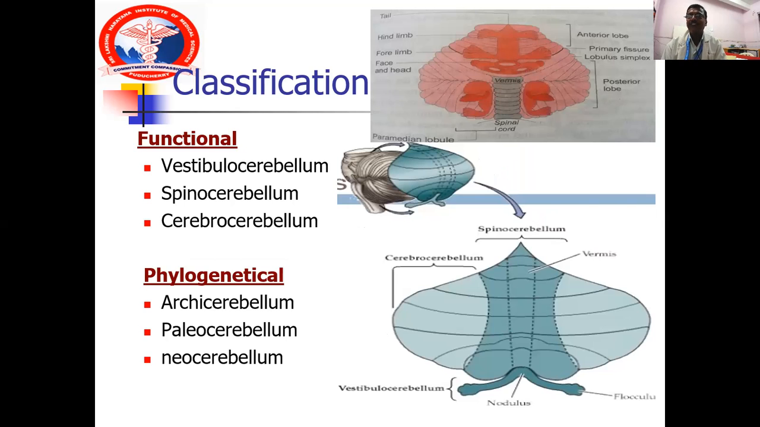They are known as vestibulocerebellum, spinocerebellum, and cerebrocerebellum. And phylogenetically, the cerebellum further divides into three classifications known as archicerebellum, paleocerebellum, and neocerebellum. The topmost part is also called spinocerebellum, and the center is also called cerebrocerebellum. The flocculonodular lobe is also called vestibulocerebellum.